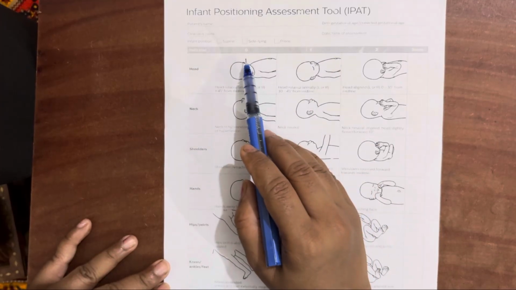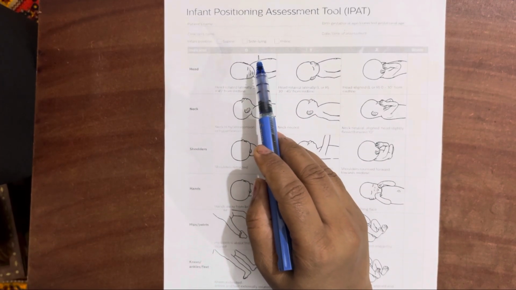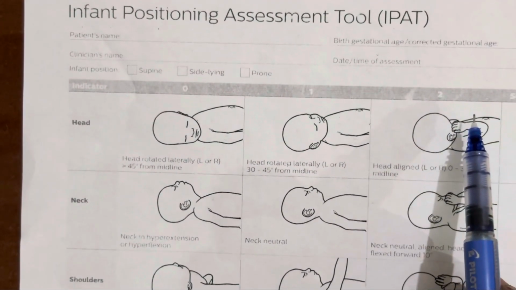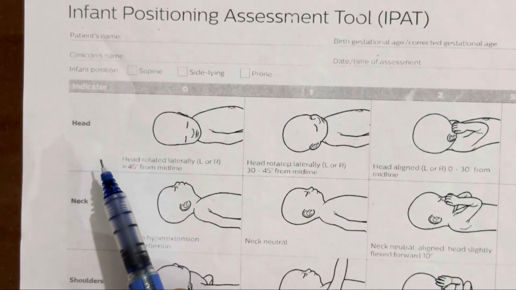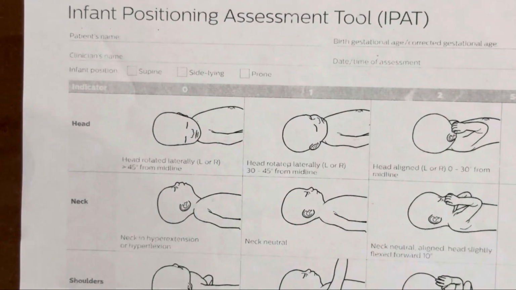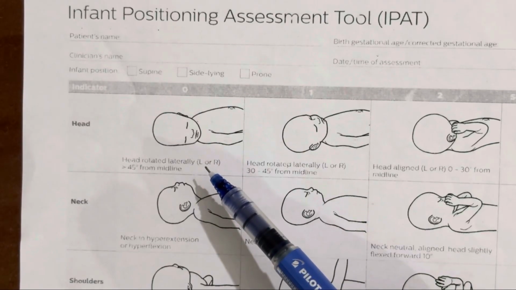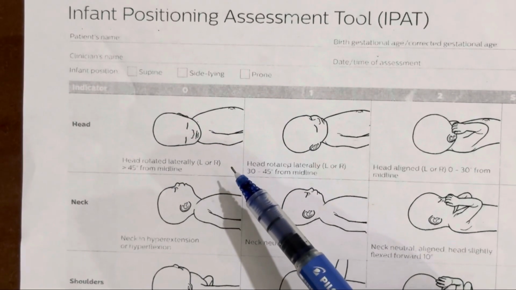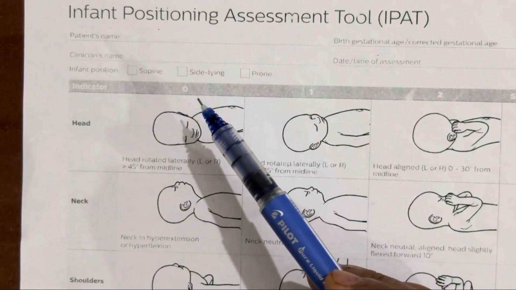So here you can see the scoring is given. This is 0, then we have 1, and we have 2. So the first area which we are going to assess is the head. In this picture you can see that the head is rotated laterally, more than 45 degrees from the midline. So in this case, this is the most unacceptable position you can find the baby in, and you are going to give the score 0.